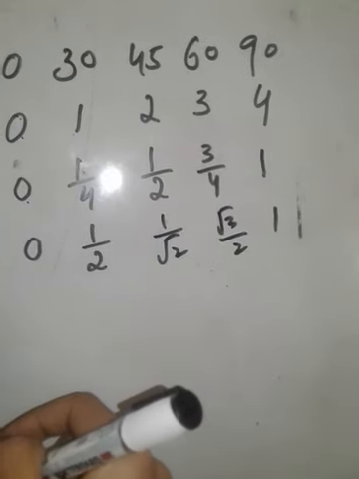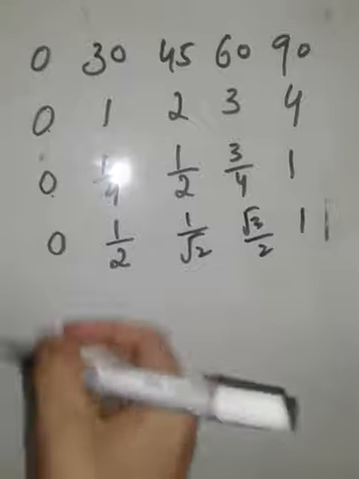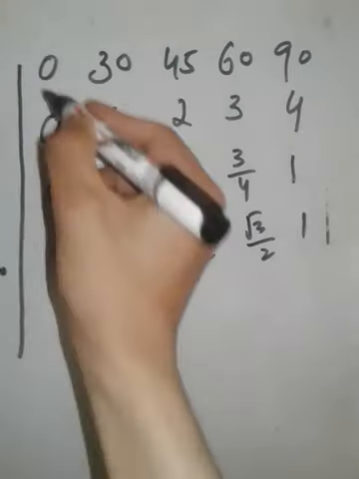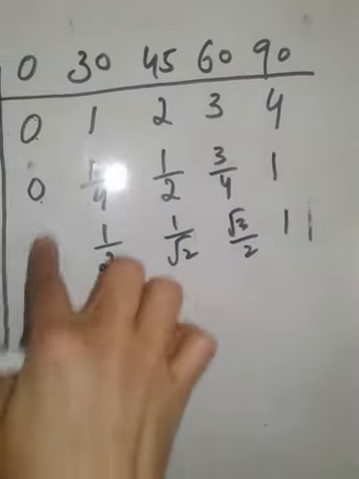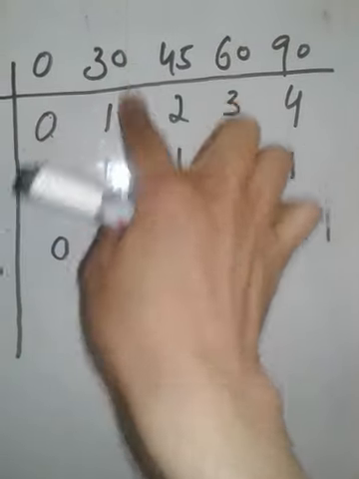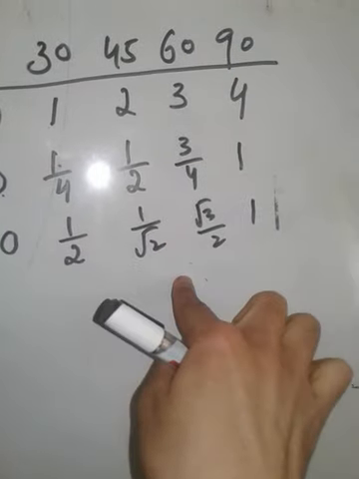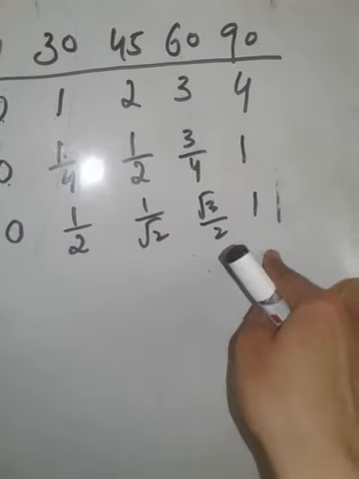Now this is your sine. This is sine 0, this is sine 30, 1 by 2, sine 45, 1 by root 2, sine 60, root 3 by 2, sine 90, this is 1.